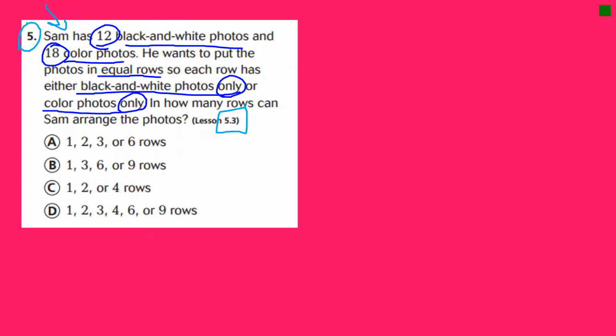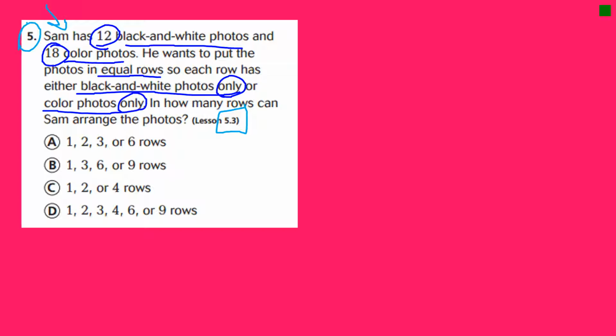So let's look at the choices. Look at the first number on every choice. 1, 1, 1, 1. He could do that, couldn't he? He could put one photo in each row and have a long, long list of photos almost, right? All right, so when I look at these numbers, I'm thinking about 12 and 18. And if I had to separate 12 and 18 into rows that were equal, I would have to separate them by the same number. I would have to divide them by the same number.